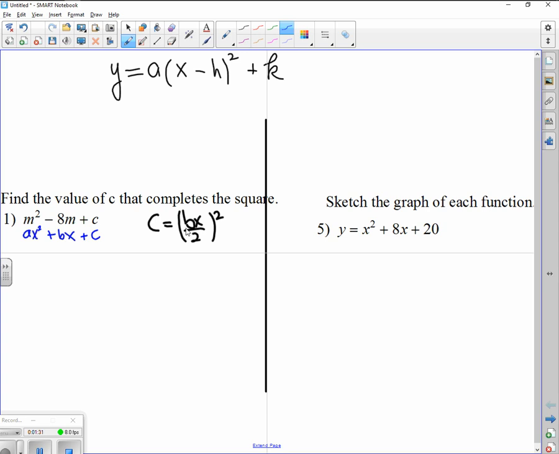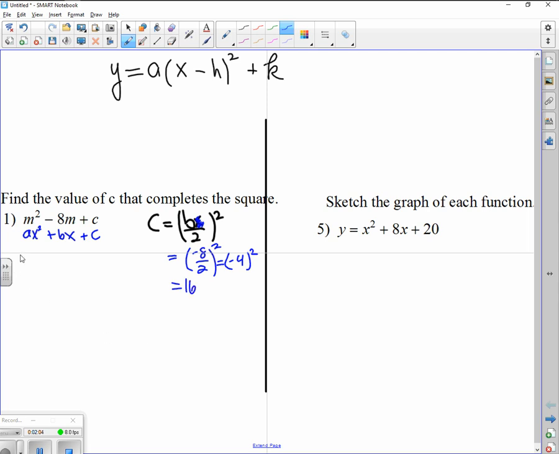So when we're talking about the b value, they're talking about this value right here. I'm sorry, there's no x, only the b value. So give me the b value. The b value will be -8, and you're going to cut it in half, and whatever you get, you should square. So half of -8 will be -4, and -4 squared will give you 16.